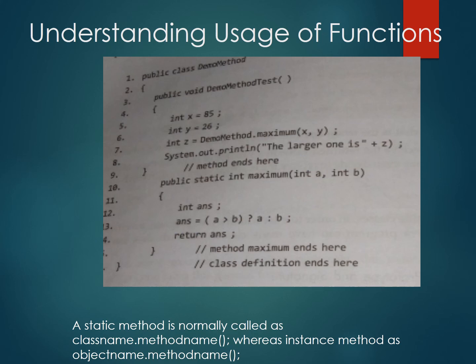Like statement number 14 will return the value to statement number 7 where the call was made to the maximum method, and this returned value is going to be stored in the integer variable, that is z. So here maximum contains return ans, and ans is of integer type, and therefore in the function heading it is given int maximum.